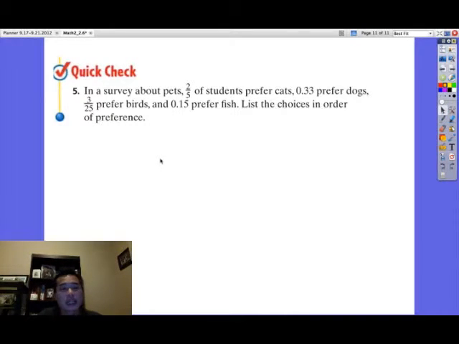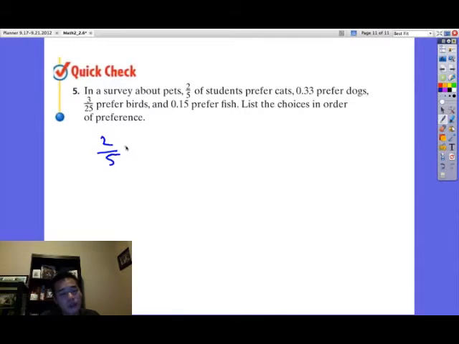This last one. In a survey about pets, 2/5 of students prefer cats, 33/100ths prefer dogs, 3/25 prefer birds, and 1/1500ths prefer fish. List the choices in order of preference. So again, everything is either decimals or fractions, so I'm going to convert all my fractions into decimals. So the first thing I'm going to do is convert 2/5 into a decimal.